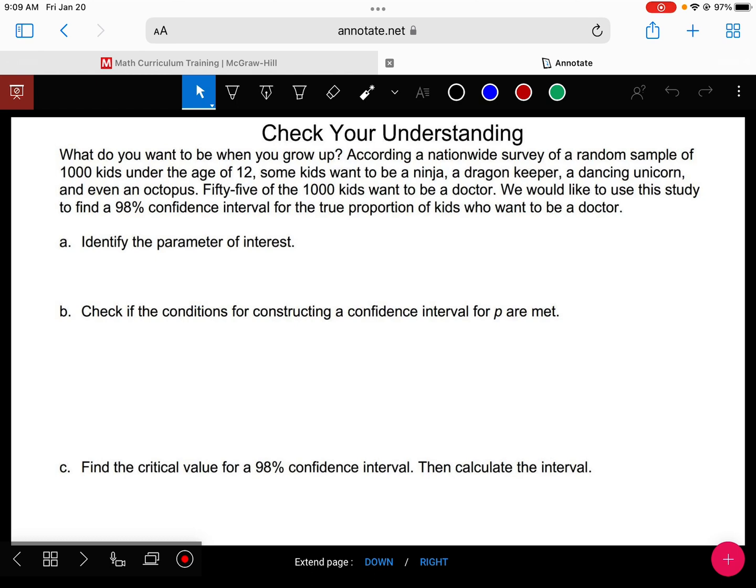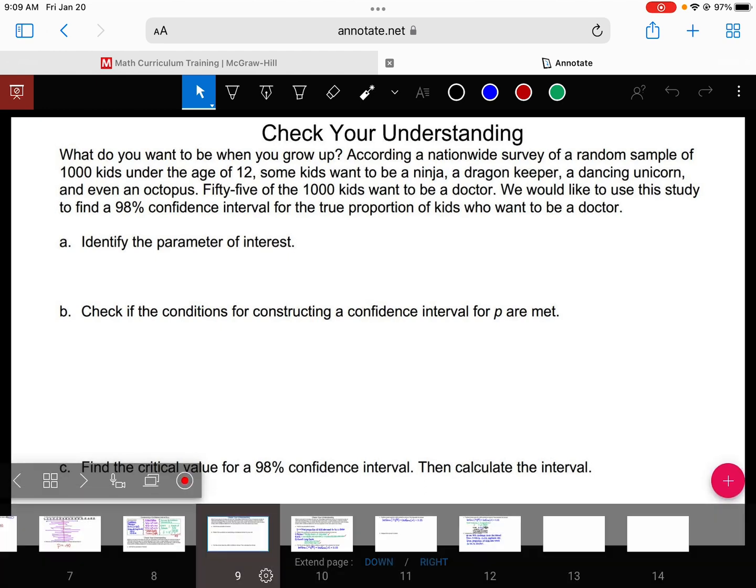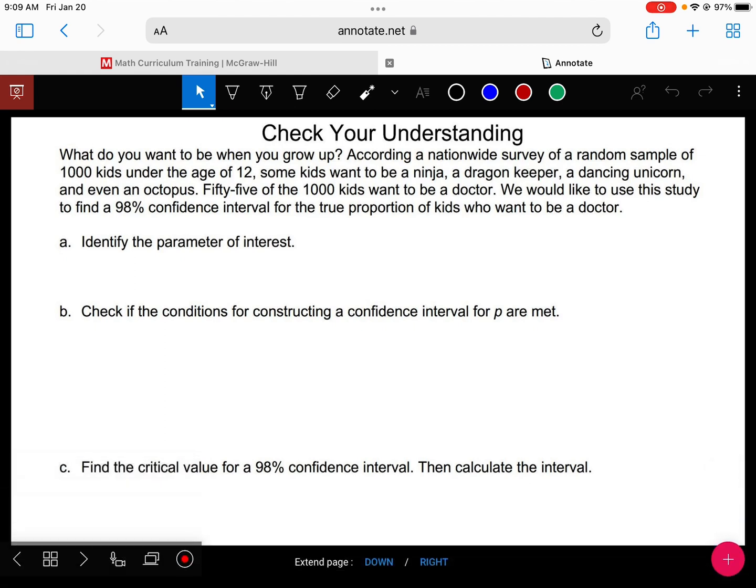We need to make sure that we're looking at our whole population here, so we want to be very specific there. And the last thing was law of large counts. How do we check for that? n times p, so 1,000 times what? 0.055. And we come out with 55. 55 is bigger than 10.